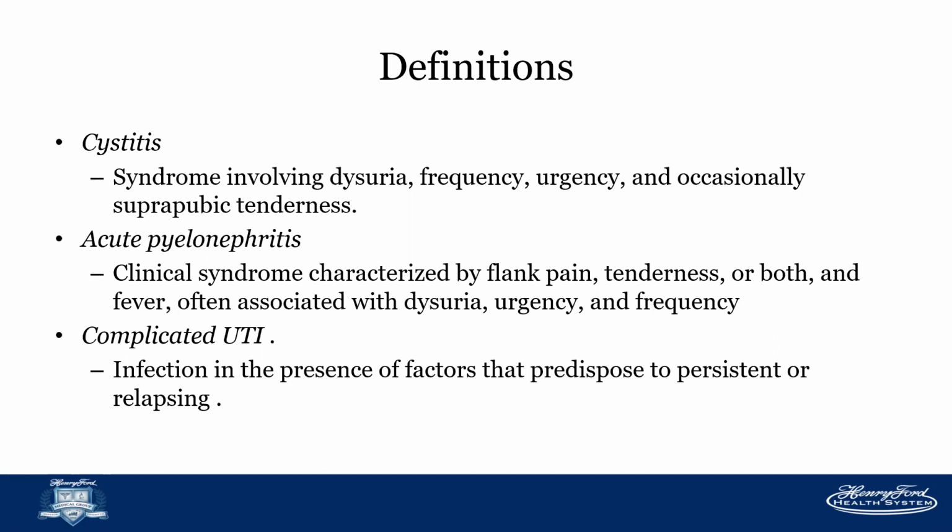A complicated urinary tract infection is an infection in the presence of factors that predispose to persistent or relapsing infection. So if a patient has some sort of anatomical abnormality, like ureteral stenosis, stents in place, or renal stones, then that's considered a complicated urinary tract infection. And acute pyelonephritis is characterized by flank pain, tenderness, or both, and fever, and is often associated with dysuria, urgency, and frequency. So basically it's the upper tract, an infection in the kidney.